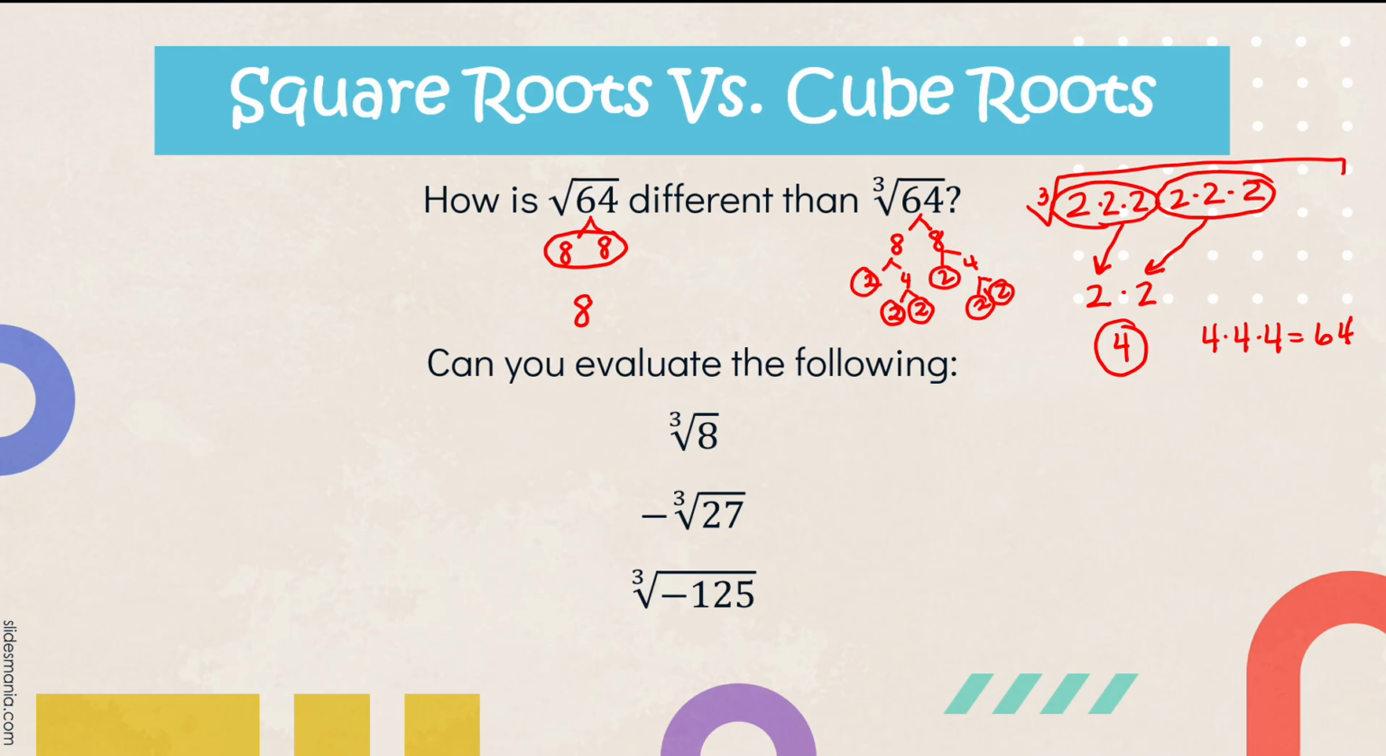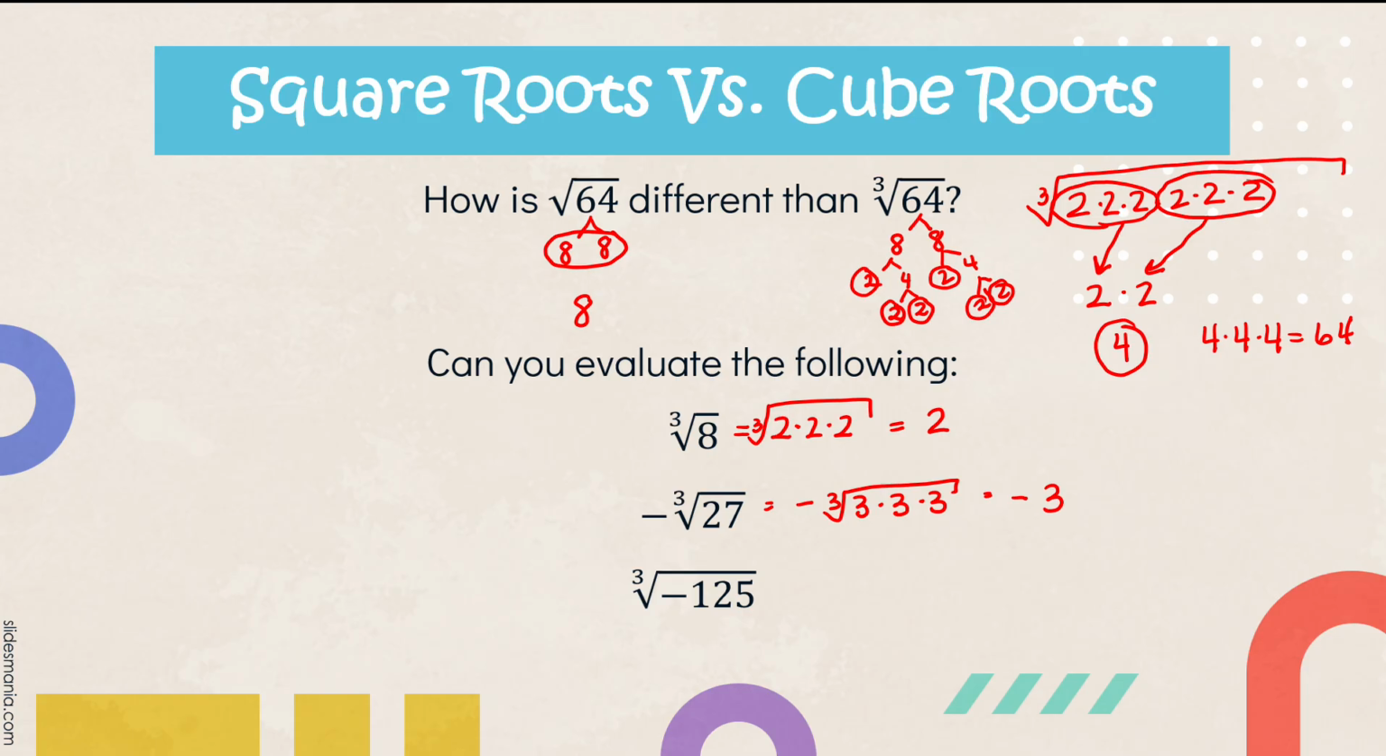Cube root of 8. So let's think about what 3 numbers multiply to give us 8. Well, 8 is 2 times 2 times 2. So the cube root of 8 is 2. Next one, 27. This is another common one, but we have the negative on the outside. So 27 is 3 times 3 times 3. So the cube root of 27 is 3, but we would put the negative on the outside because it already had it there. Just like in the square root, basically.